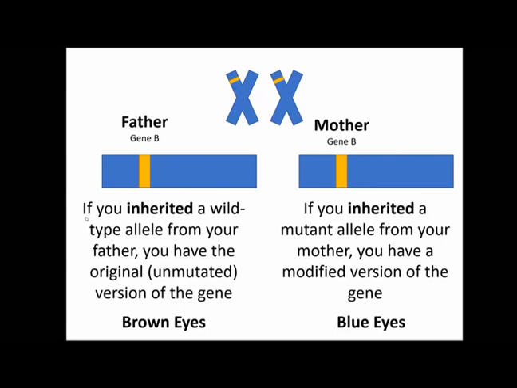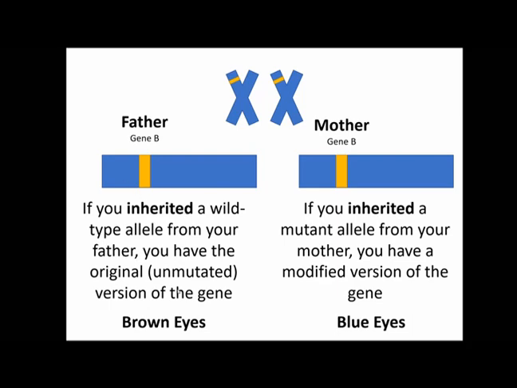So if you inherited a wild type allele from your father, you're going to have that original or unmutated or unevolved or unchanged version of the gene. This wild type allele is going to code for, or have the instructions for, brown pigment, which would mean that you would have brown eyes. So we can say that the wild type allele of gene B produces brown eyes. That's the original version of the gene.